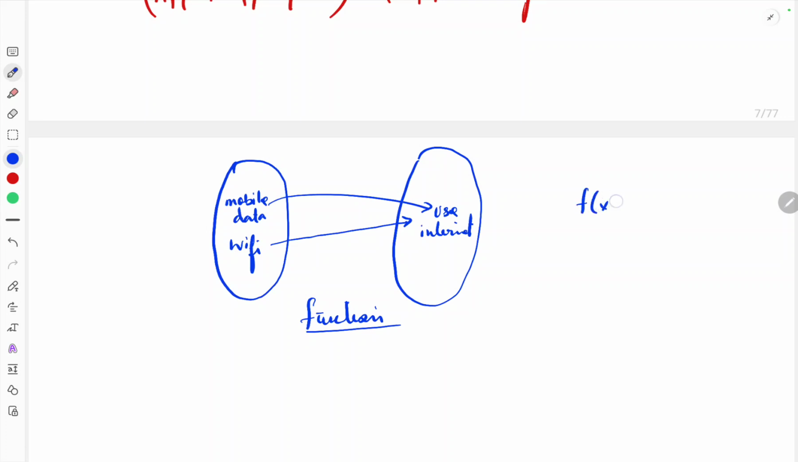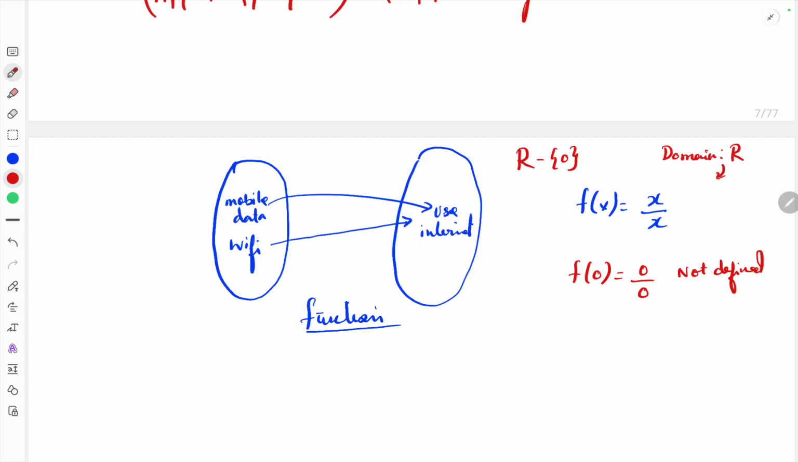Suppose if I ask f of x equal to x by x, this is not a function, because if I put f of 0 it is 0 by 0, so 0 by 0 is not defined, which means not for all real numbers we have one output. If I put any real number here, I will get one output except for 0. So if my domain is all real numbers, then it is not a function. If my domain is all real numbers except 0, then it is a function.